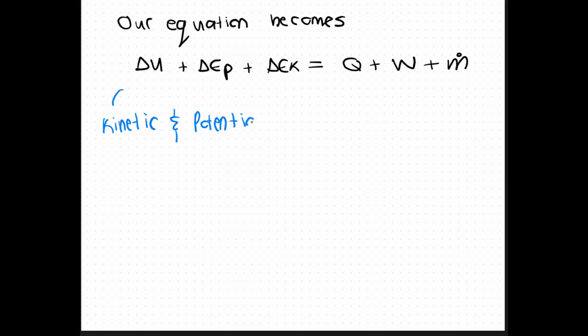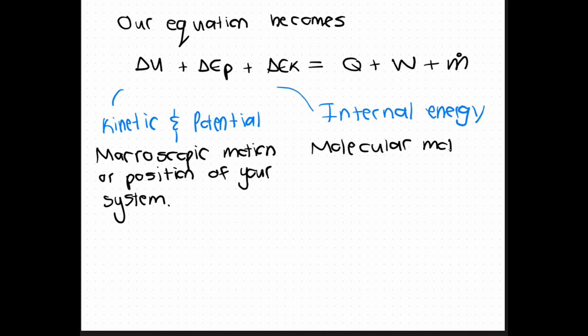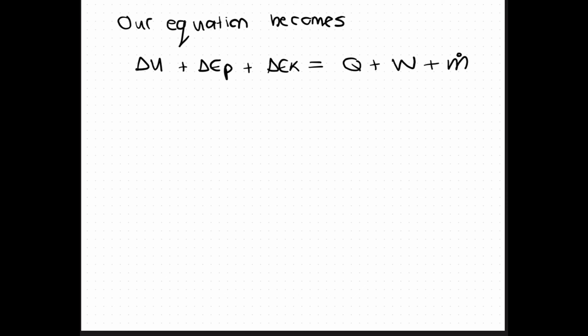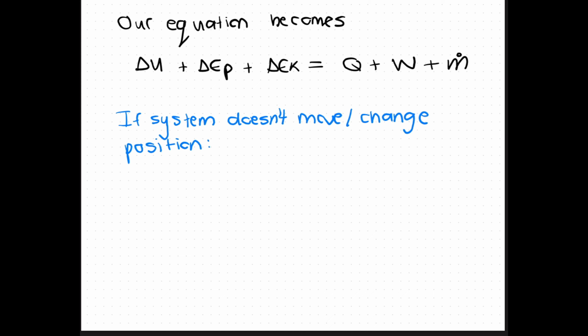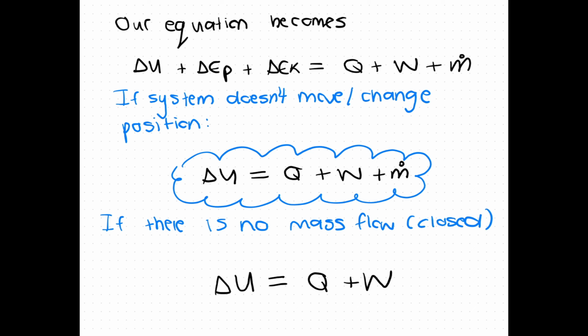Remember that kinetic and potential energy are for macroscopic motion or relative position, say if your system moves or changes position, and internal energy is the molecular motion or relative position if the molecules in your system move or change position. If your system doesn't move or change position, we simplify our equation to change in internal energy equals heat plus work plus mass flow. And of course, only open systems have mass flow, so we can simplify our equation more for closed systems: change in internal energy equals heat plus work.